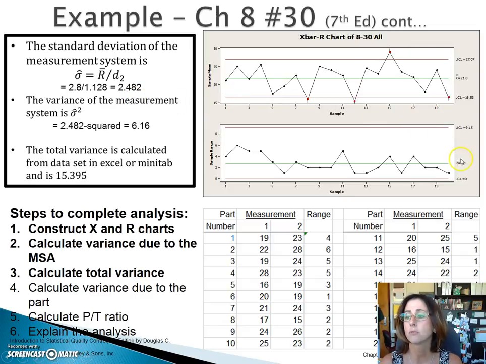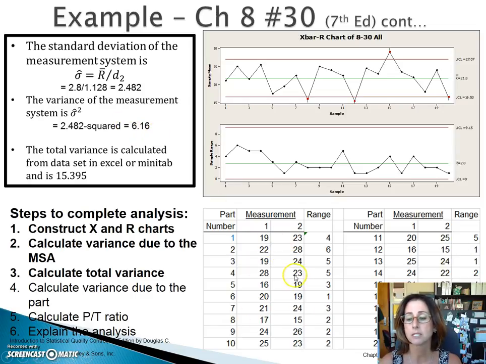The same way that we did before, we have the R bar from the range chart. We know that the estimate of the standard deviation is R bar divided by D2. We still have the same D2 because we have two individual measurements within each sample. And so R bar divided by D2 gives us the standard deviation of the measurement system, because this is the variation due to the same part being measured twice. When we square the standard deviation, we get the variance, so that 2.482 squared gives us a variance due to the gauge itself of 6.16.